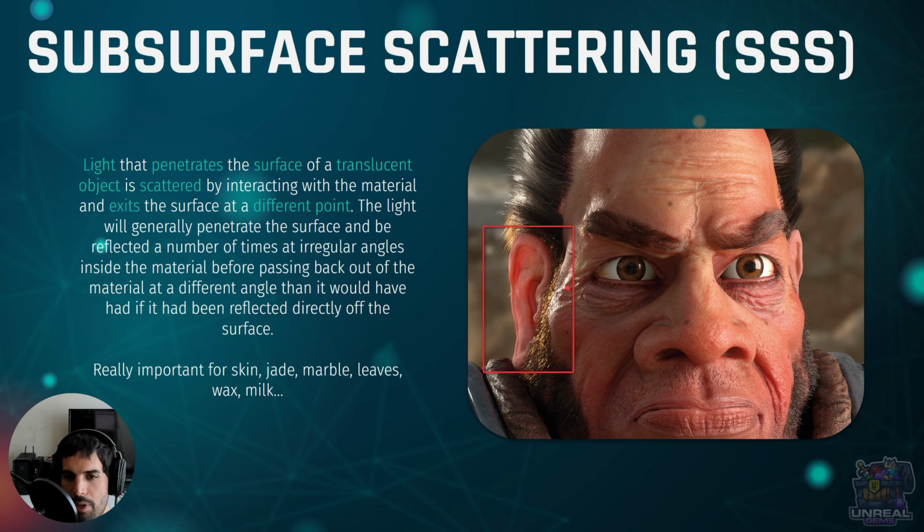Well, in this case it's not human, but it doesn't matter. So we have here the ear, which is thin. The backlit ear is absorbing light, and then it's coming out this side, and we are seeing it because it hits our eyes after being scattered. That's why we cannot see behind the ear. That's why the ear is not transparent. So again, this type of material is really important for skin, jade, marble, leaves, wax, milk, everything that allows light to enter and then exit at another point after being scattered.